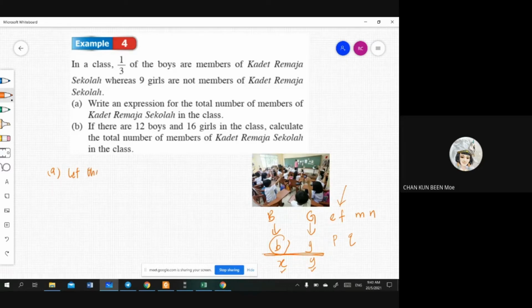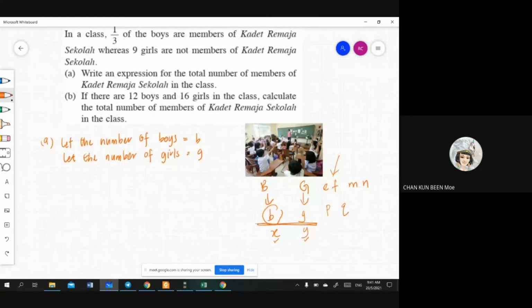So let the number of boys be B, or you can write down equal to B. And then let the number of girls equal to G. This is what you want, okay. So in a class, they said 1/3 of the boys are members of Cadet Remaja. So here, 1/3 of the boys, right? And then 9 girls are not members of Cadet Remaja. So how are you going to determine how many girls? Because the total of the girls over here is G, right?